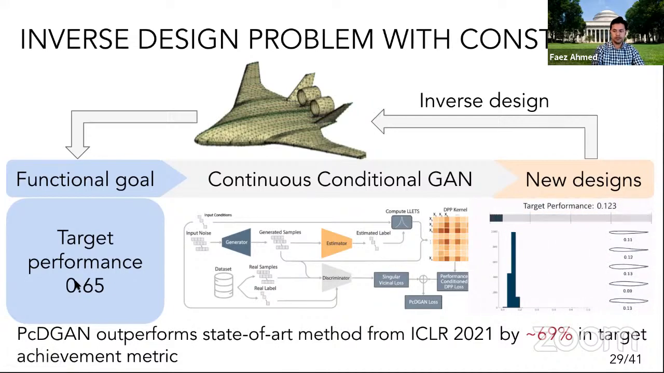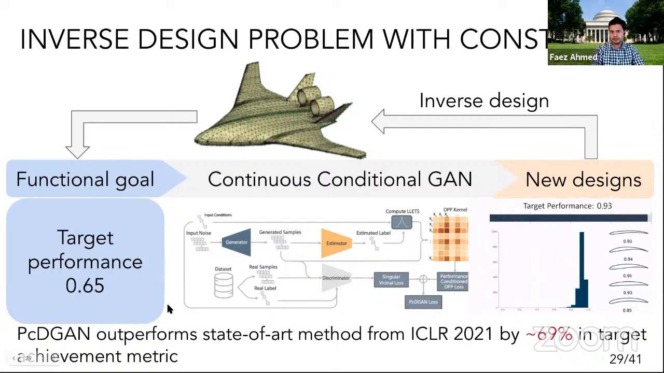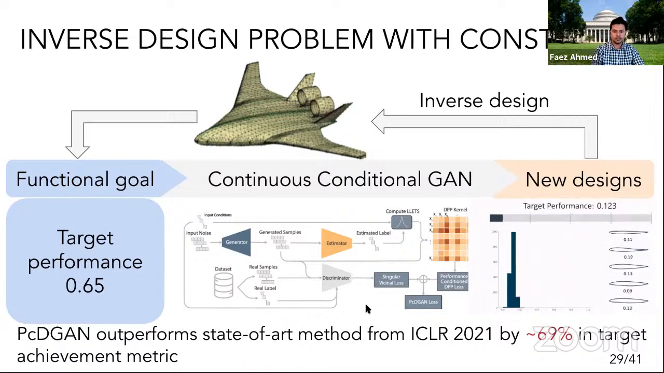And this is much tougher than a typical conditional generative adversarial network because of data sparsity issues, as well as thinking about what you even mean by an exact performance. Is 0.64 good enough or not? And we can think of new architectures, new loss functions, which can give you these designs for every given target performance.